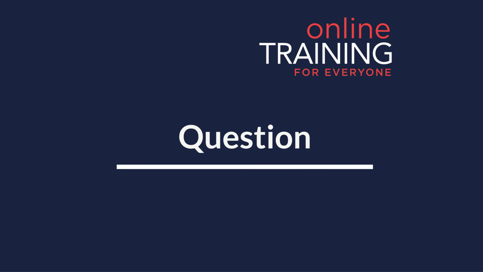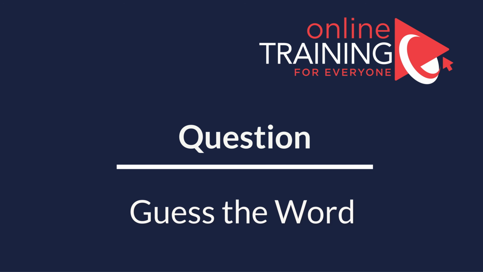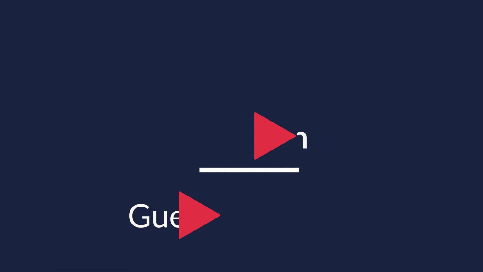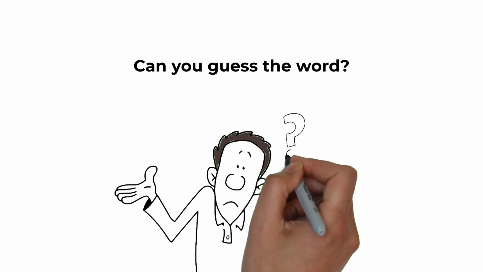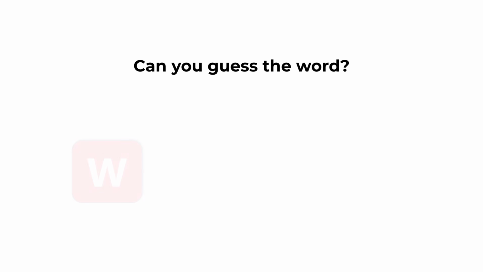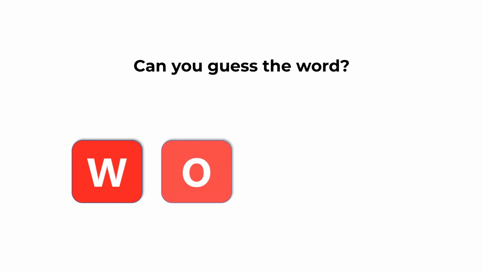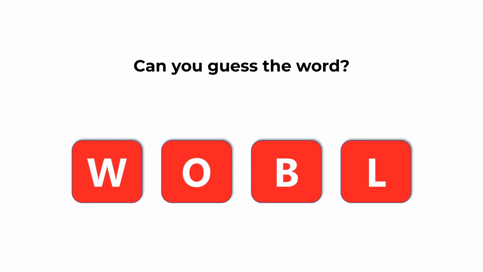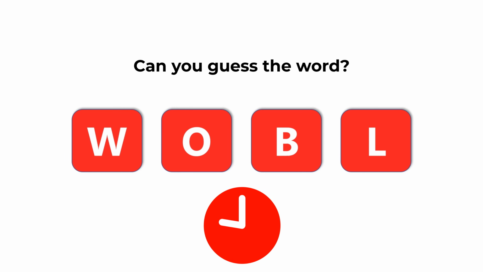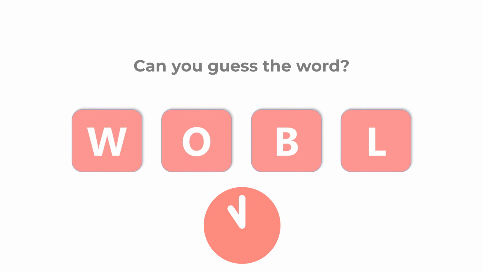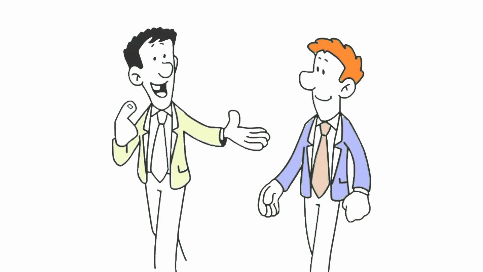Here's the cool question that you frequently get on the test. You're presented with 4 different letters, and you need to guess the word using all letters presented. The letters we have are W, O, B, and L. Can you guess the word? Give yourself 10 to 15 seconds to see if you can come up with the answer. Ready or not, let's go ahead and reveal the solution.